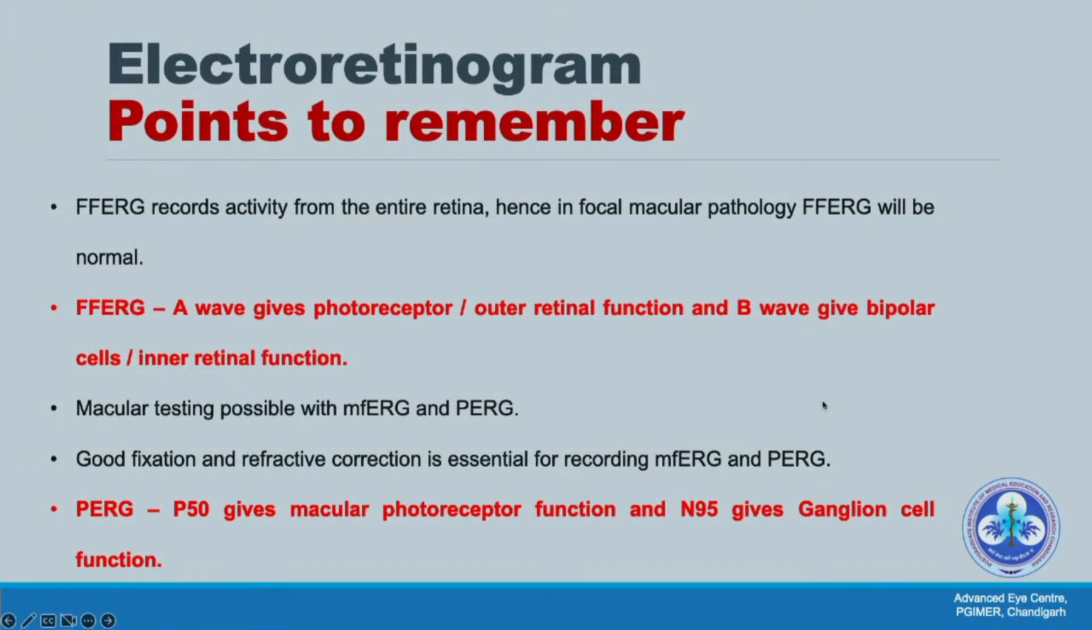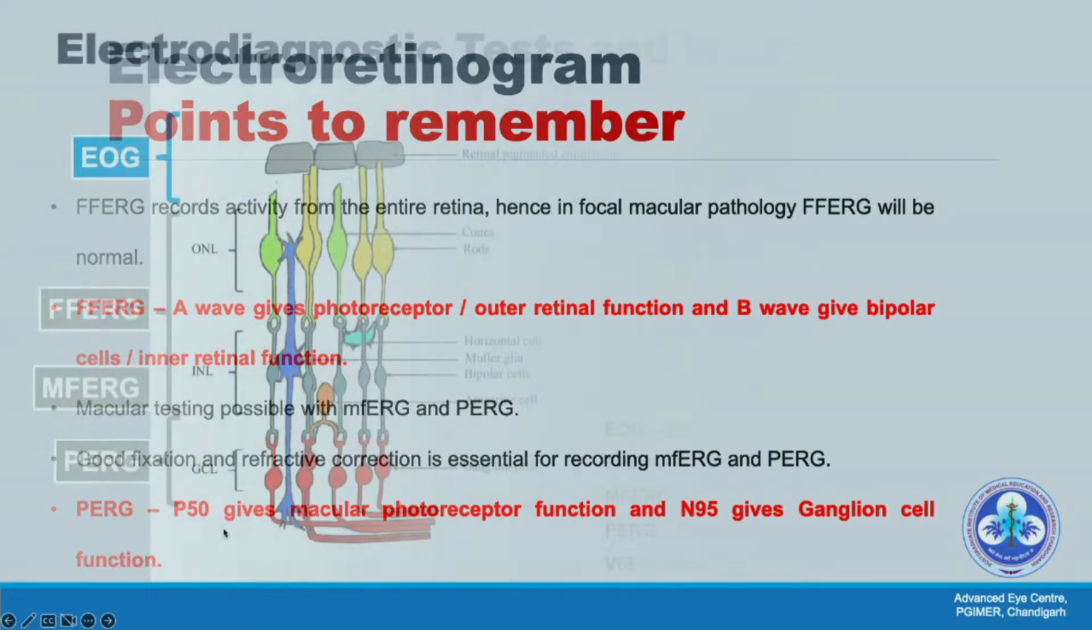So points to remember about ERG: it can record an activity from the entire retina, hence a focal macular pathology may be missed. In the full field ERG, the A wave gives you the outer retinal function, and the B wave gives you the inner retinal function. And macular testing is possible with multifocal and pattern ERGs, and good fixation and refractive correction are essential for the macular ERGs. And again, for the pattern ERG, as we just said, P50 gives you the photoreceptor function, and the N95 gives you the ganglion cell function.